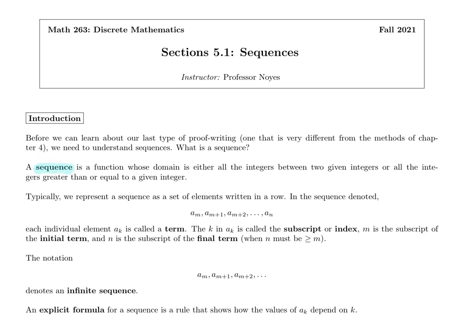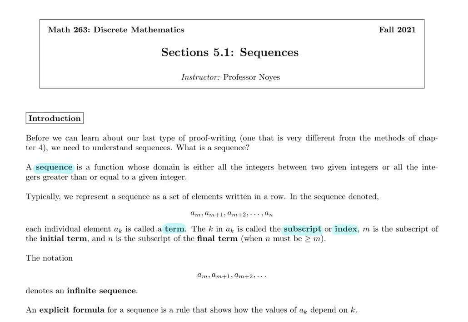A sequence is a function whose domain is either all of the integers between two given integers or all the integers greater than or equal to a given integer. And typically we represent a sequence with a set of elements written in a row. So here we have a sub m, a sub m plus 1, a sub m plus 2, all the way up to a sub n. Each individual element a sub k is called a term in the sequence, and the k in a sub k is called its subscript or index.